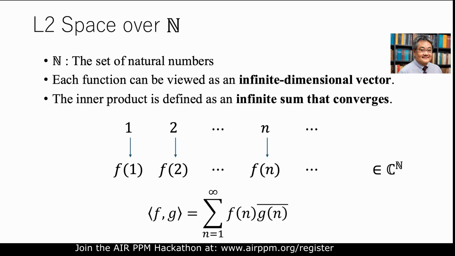Next, we extend the function space from a finite set to the case where the domain consists of all natural numbers. Also, each function is now a sequence of infinitely many complex numbers. We can still interpret it as an infinite dimensional vector. So when introducing the inner product, we need to restrict the class of functions. This is because the extended definition of the inner product involves an infinite sum of component-wise products, and we must ensure the convergence of this sum.